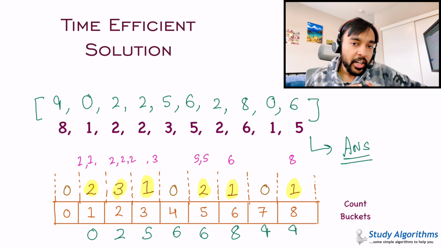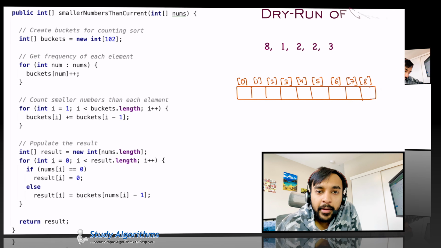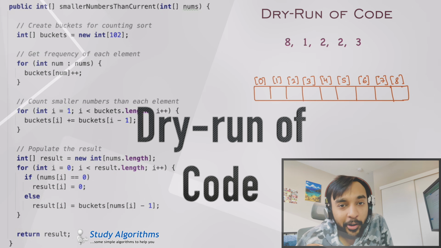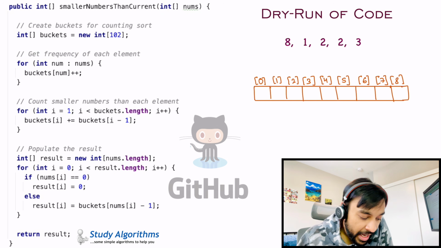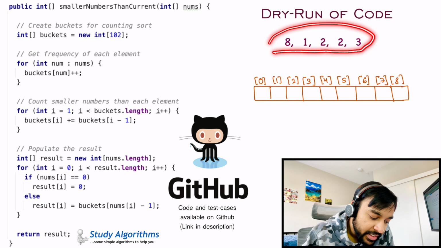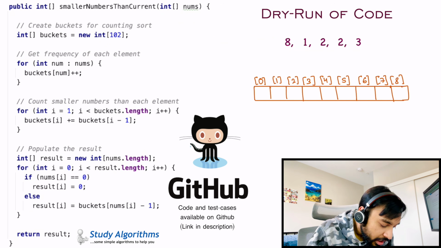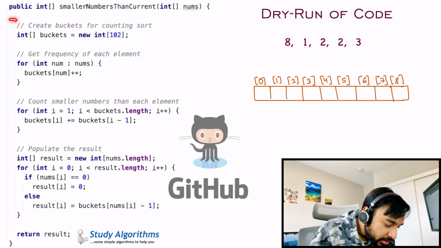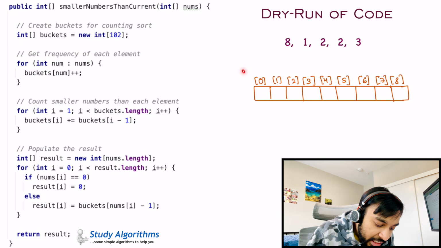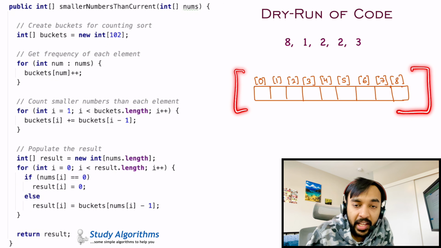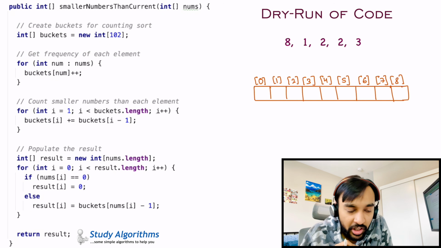Now, let us try to see how you can write a code for all of this. Okay, here we are. On the left side of your screen, you have the actual code to implement this solution. And on the right, I have a sample array that will be passed in as an input parameter to this function. What I do is, in the beginning, I create buckets for counting sort. So this will create my bucket array, and this array will store the frequency of each of the integer.